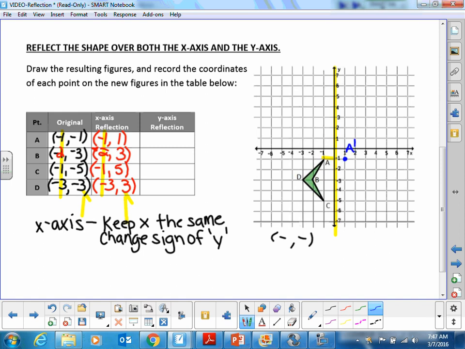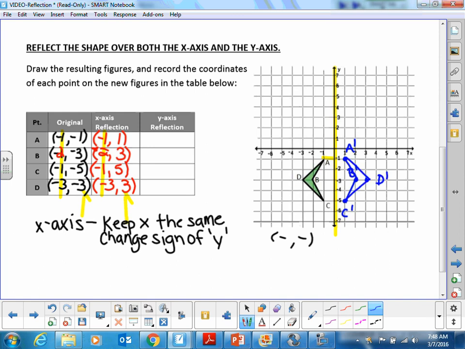My B prime is 2 units, so I'm going to go 2 units. So there's my B prime. My C is 1 unit, C prime. So if we draw our shape, and then our D prime is 1, 2, 3 units from the y-axis. So I'm going to go 1, 2, 3 units, and there's my D prime.